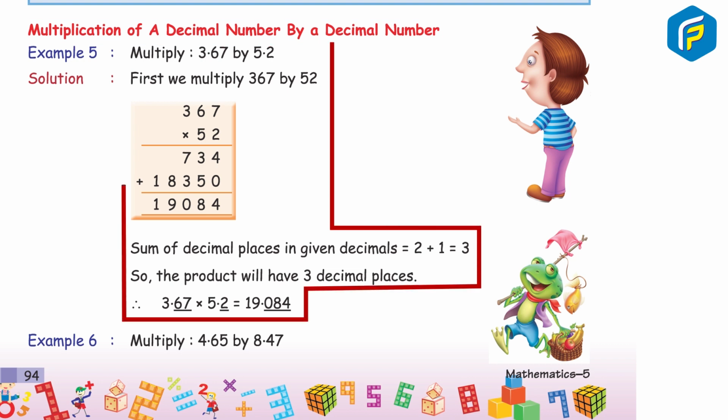Multiplication of a decimal number by a decimal number. Example 5. Multiply 3.67 by 5.2. Solution. First, we multiply 367 by 52. Sum of decimal places in given decimal is equals to 2 plus 1 equals to 3.